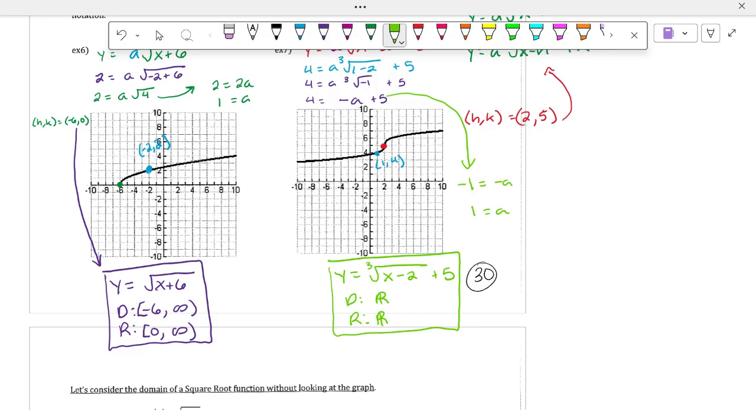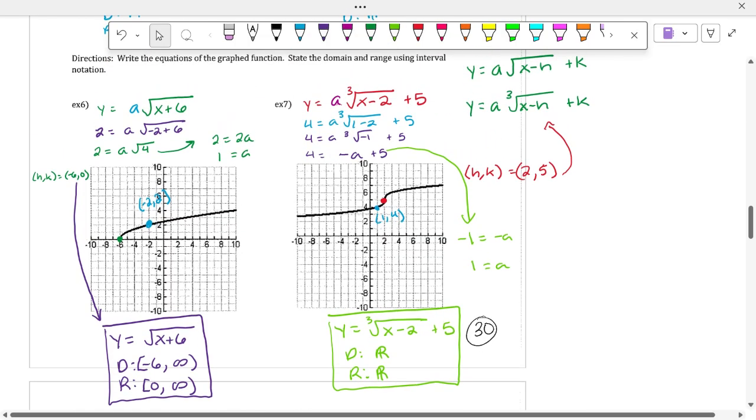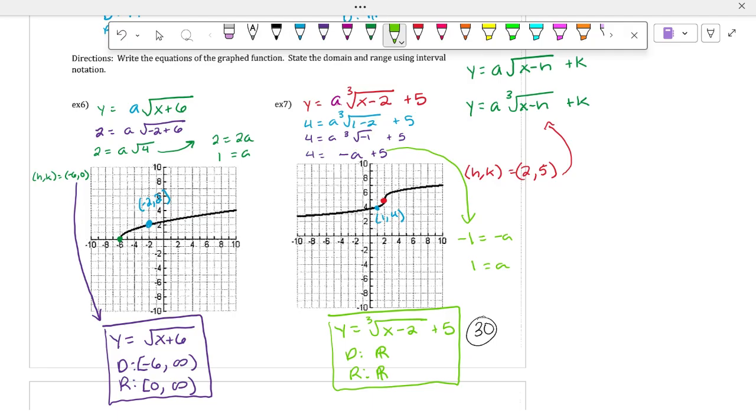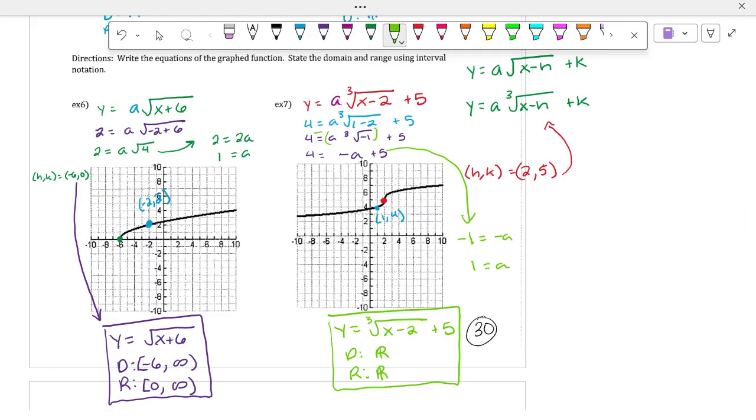How did you get from 4 equals a cubed root of negative 1 plus 5, to the 4 equals negative a? Because what's the cube root of negative 1? Negative 1. So negative 1 times a is just negative a, because you're technically multiplying these two. In other words, this would have been the same thing as a times negative 1 plus 5. And that's how I got the negative a.